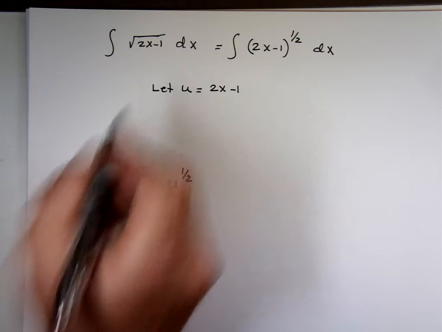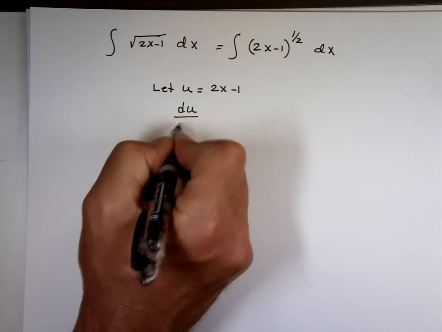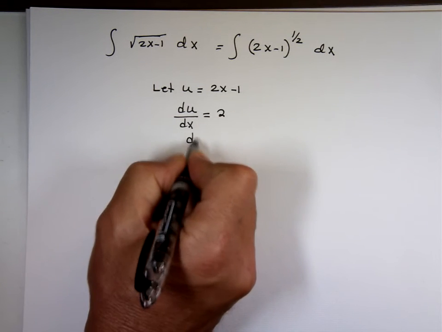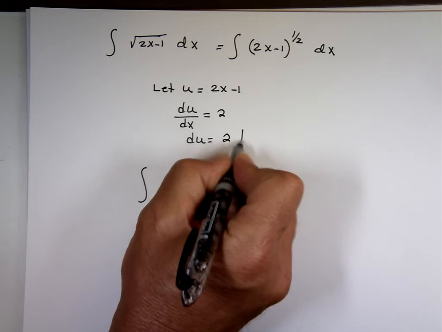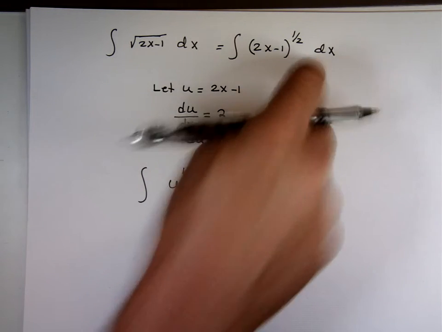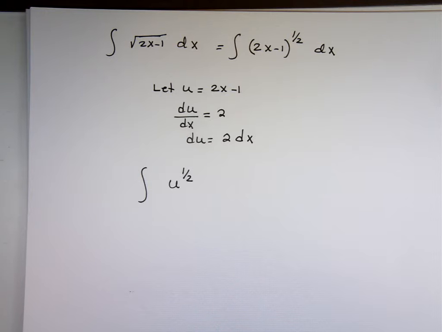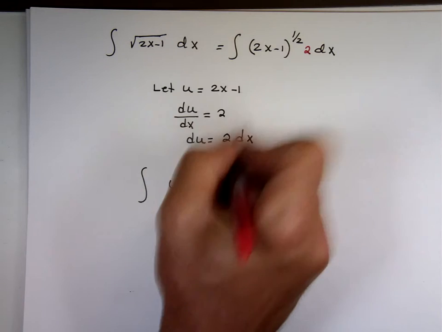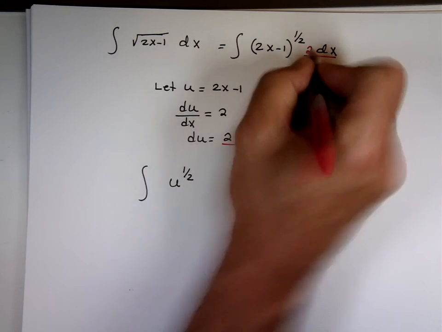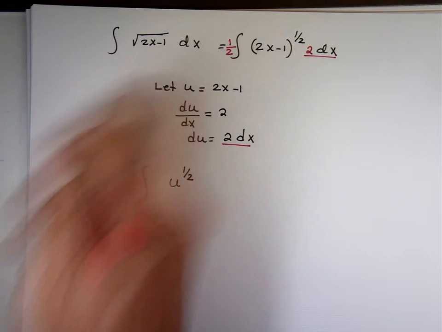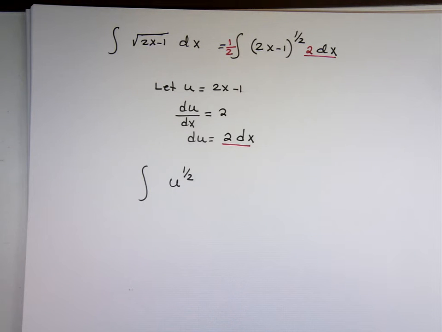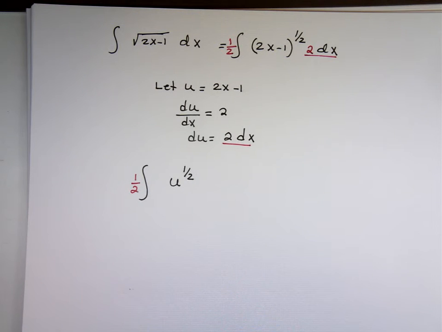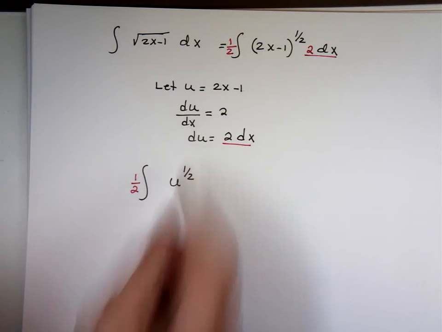I need the derivative of this. What's the derivative of this? 2. What's du equal to? 2 times dx. Again, let's take a look back. Do you have a 2 in the front? No. No big deal. Multiply it by 2 here to make it match this one. And if you multiply it by 2, you better divide it by 2. Otherwise, you're changing the whole problem. So there's the 1/2 in the front. And instead of 2 times dx, I'm going to write what? du.